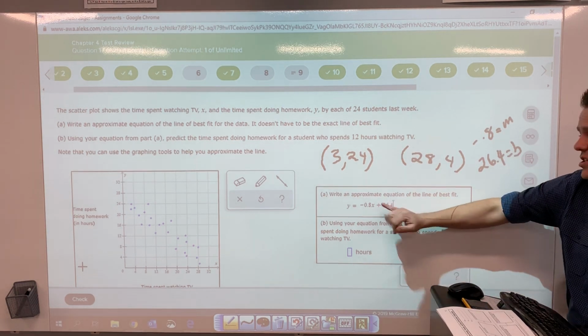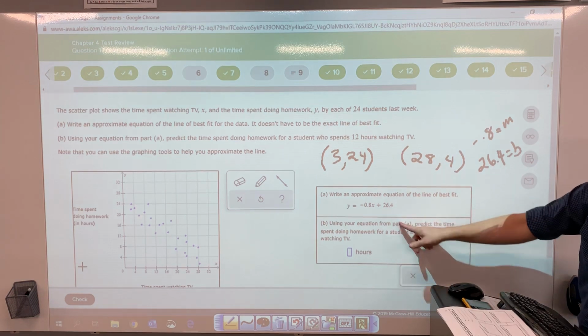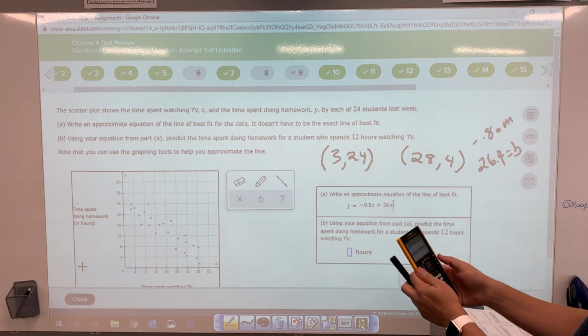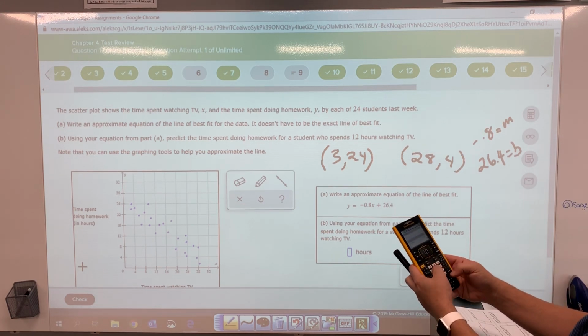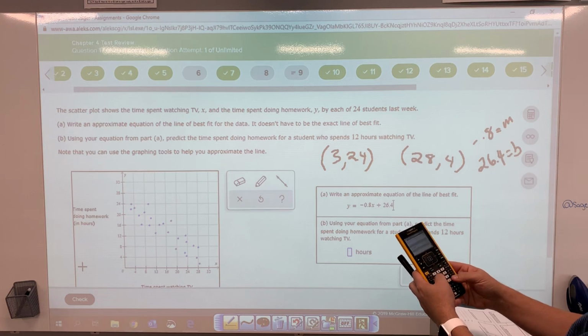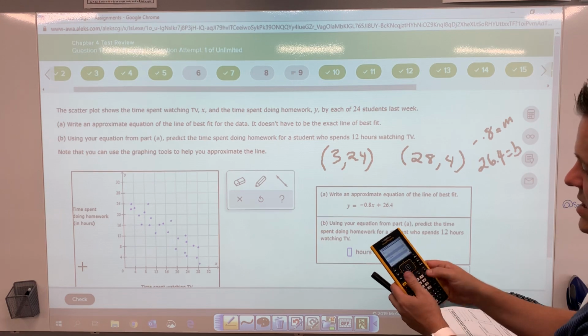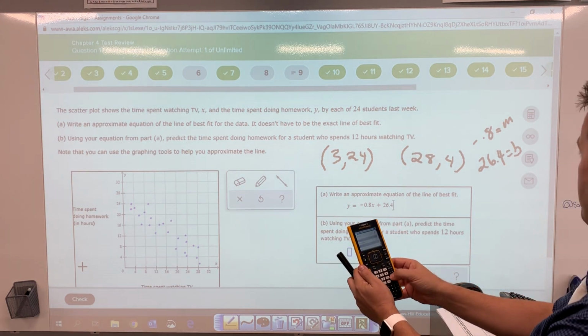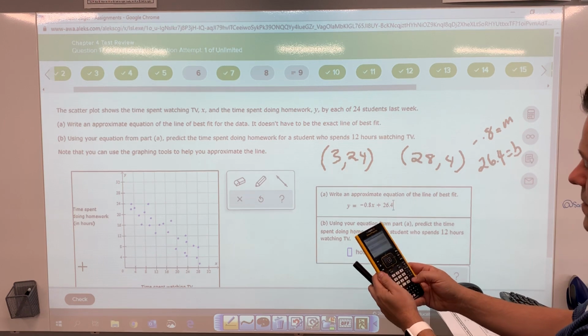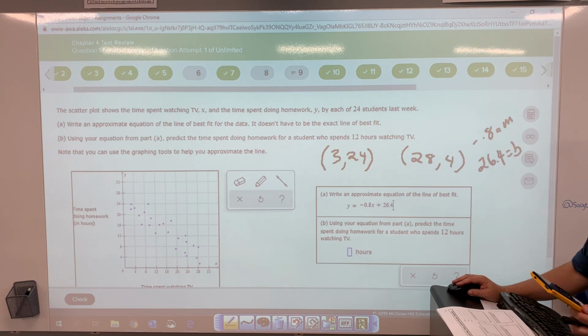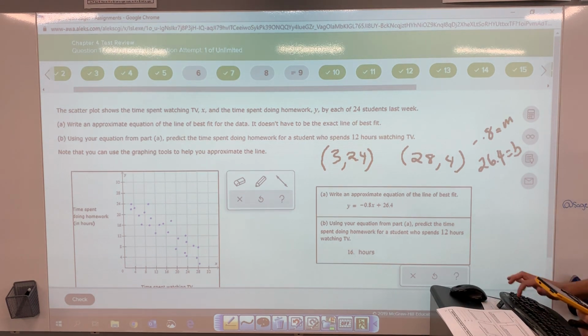Now using this equation, we plug in 12 hours. So on my calculator, I'm going to type in 0.8 times 12. I didn't do the negative part because I'll figure that out. So I'll put negative 9.6 because that's 9.6, and then plus 26.4. All right, so I come up with 16.8. So according to this, my answer here should be 16.8.